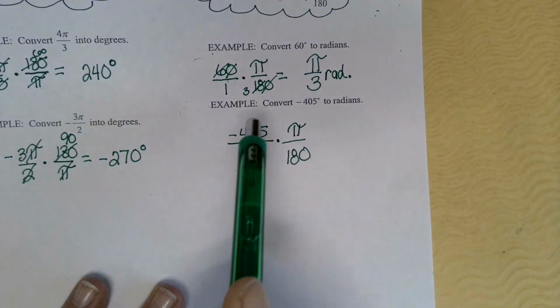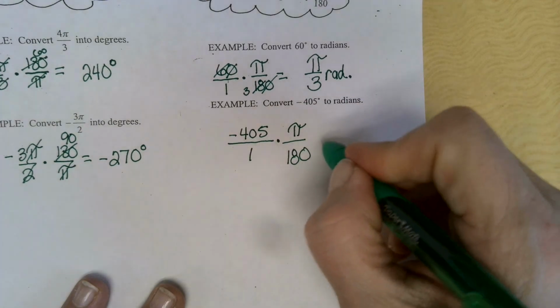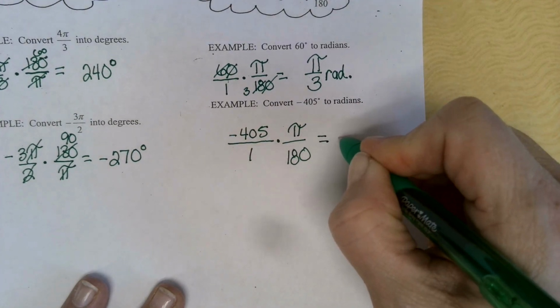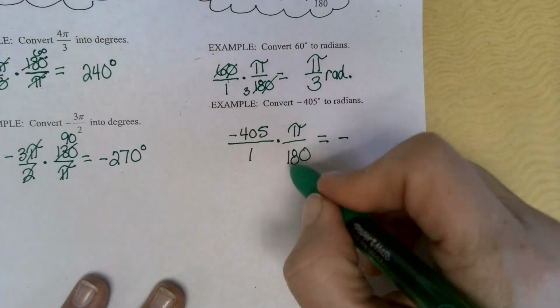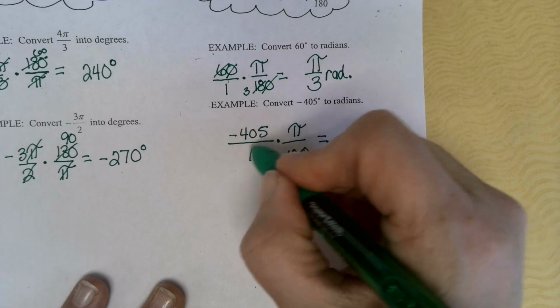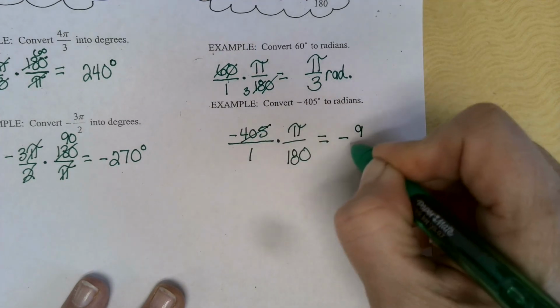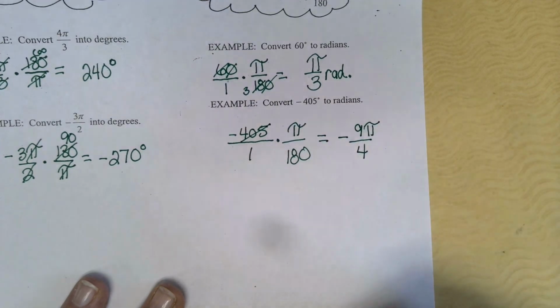You don't know this, but I do. These are divisible by 45, and you may not know that. I don't expect you to know that. But what I do know is I am going to have a negative answer. I am going to have pi in my answer. And what happens is 45 goes into 405 9 times. It goes into 180 4 times, and then the pi you just stick on top.